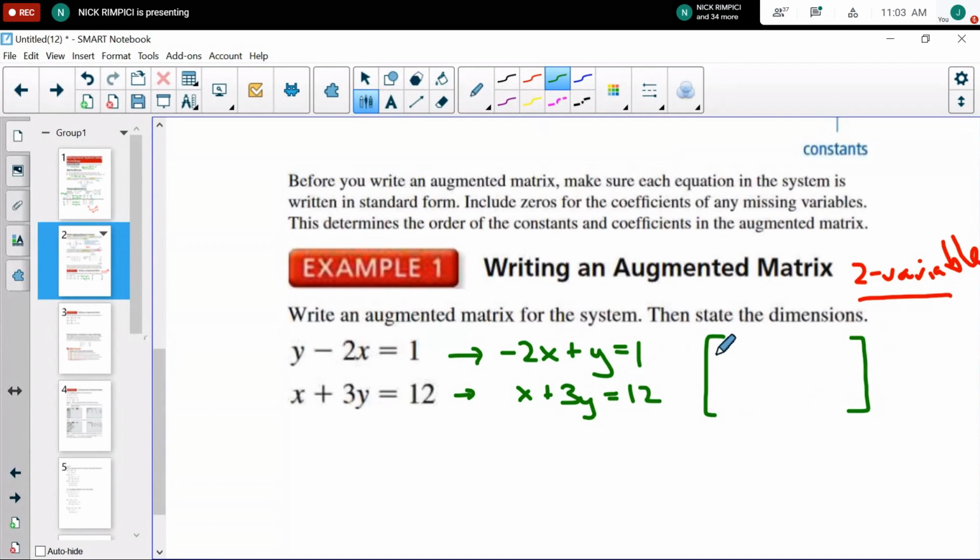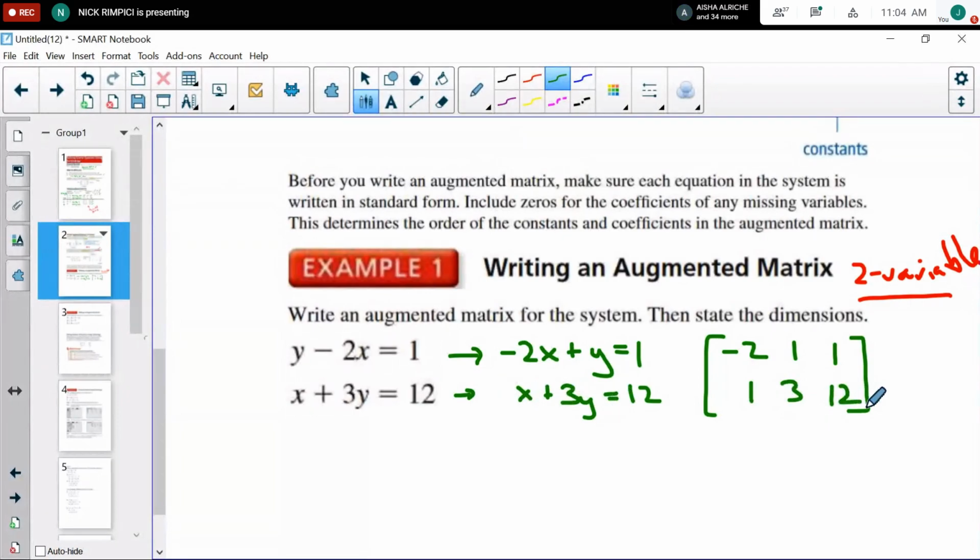Somebody want to write what should I put up here? -2. Good. 1. Yep. That's it. -2 for x, 1 for y, and then 1 for the solution. Perfect. Somebody want to give me the bottom equation as in the augmented matrix? 1, 3, 12. Thank you. Okay, 1 for x, 3 for y, and then 12 for the value.